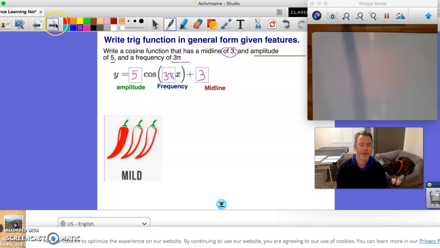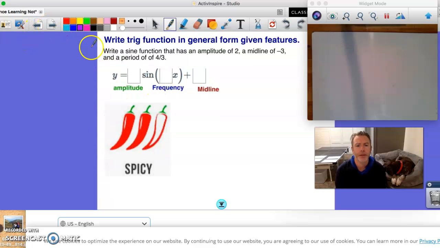Now, that seems pretty straightforward, and it is. We're making sure that we understand from our previous studies what each of these spaces represents, like the definitions of amplitude, frequency, and midline. Now, here's where it gets a little bit spicier. It starts off pretty similar. The only difference is this is a sine function. No big deal, so we use sin instead of cos. Amplitude of 2, no big deal. That goes up front. We got this. Midline of -3. Okay, no big deal. So this is -3.